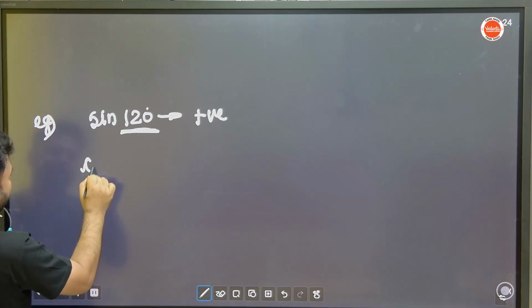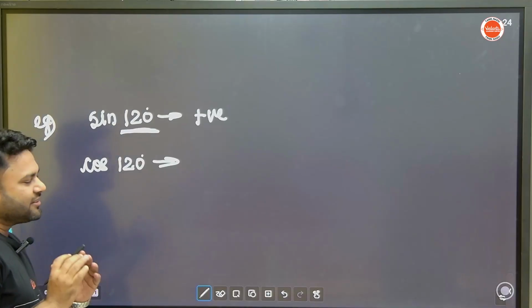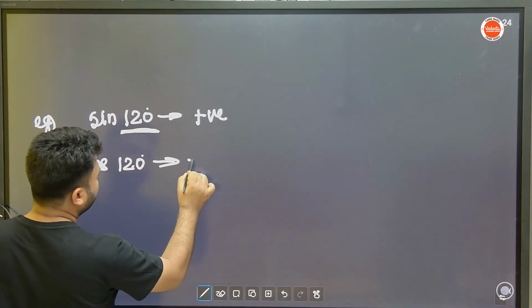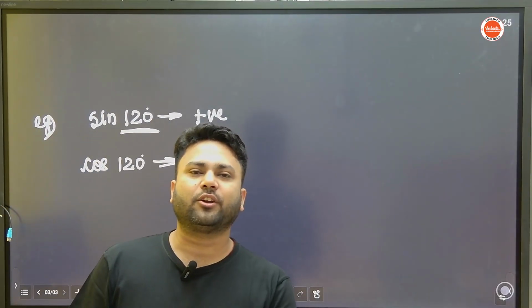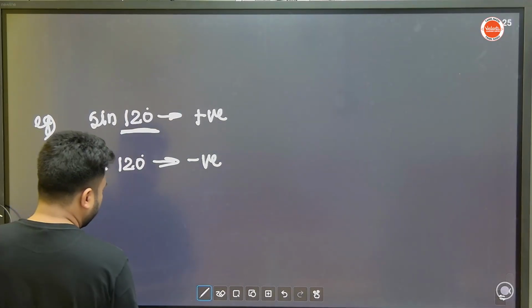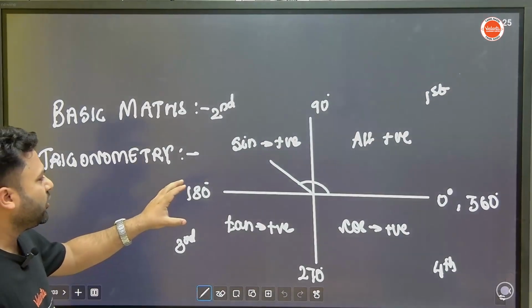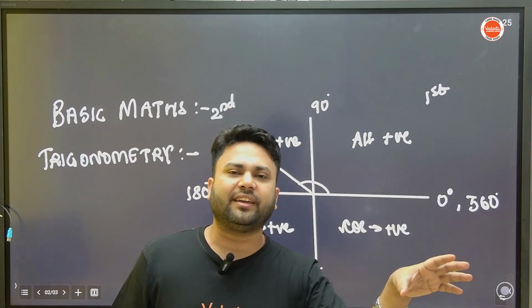But suppose someone asks what is the value of cos 120. Now we know that in the second quadrant only sine is positive, so cos will be negative. So this is the meaning of first quadrant, second quadrant, third quadrant, and fourth quadrant. You have to remember this. This is very important because some students forget where to put the sign positive and where to put the sign negative.